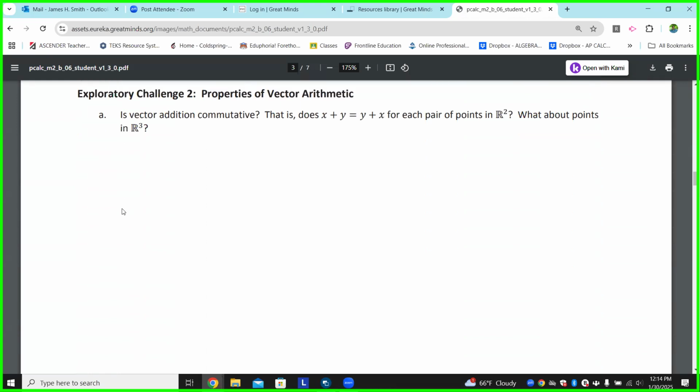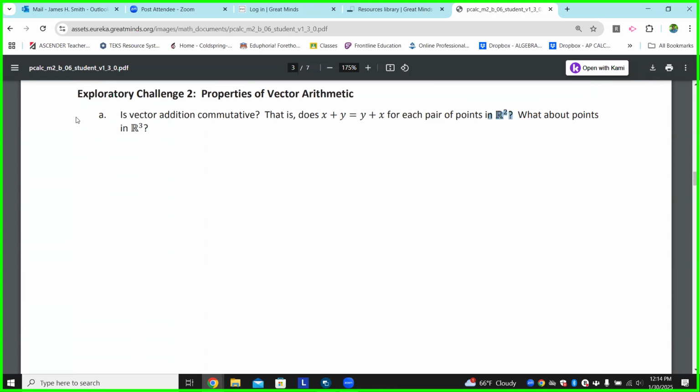All right, so is vector addition commutative? Meaning, does the order matter for addition? I just wrote it right there. That means, does x plus y equal y plus x for each 2 by 2 matrix? And what about points in a 3 by 3 matrix?